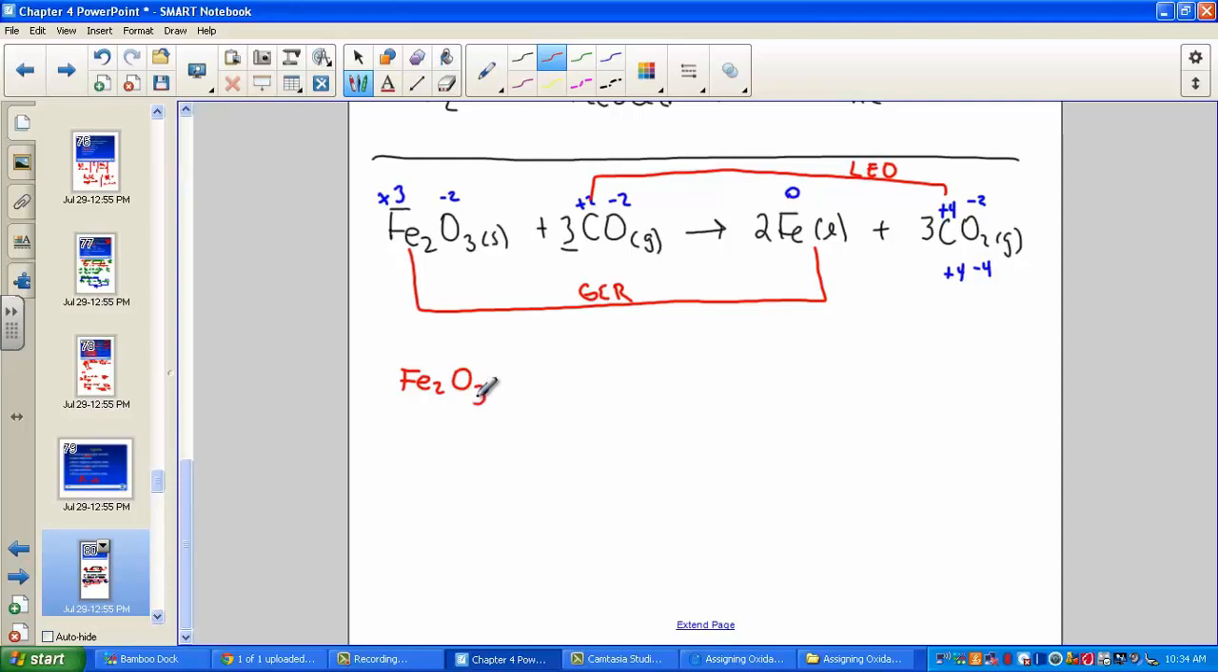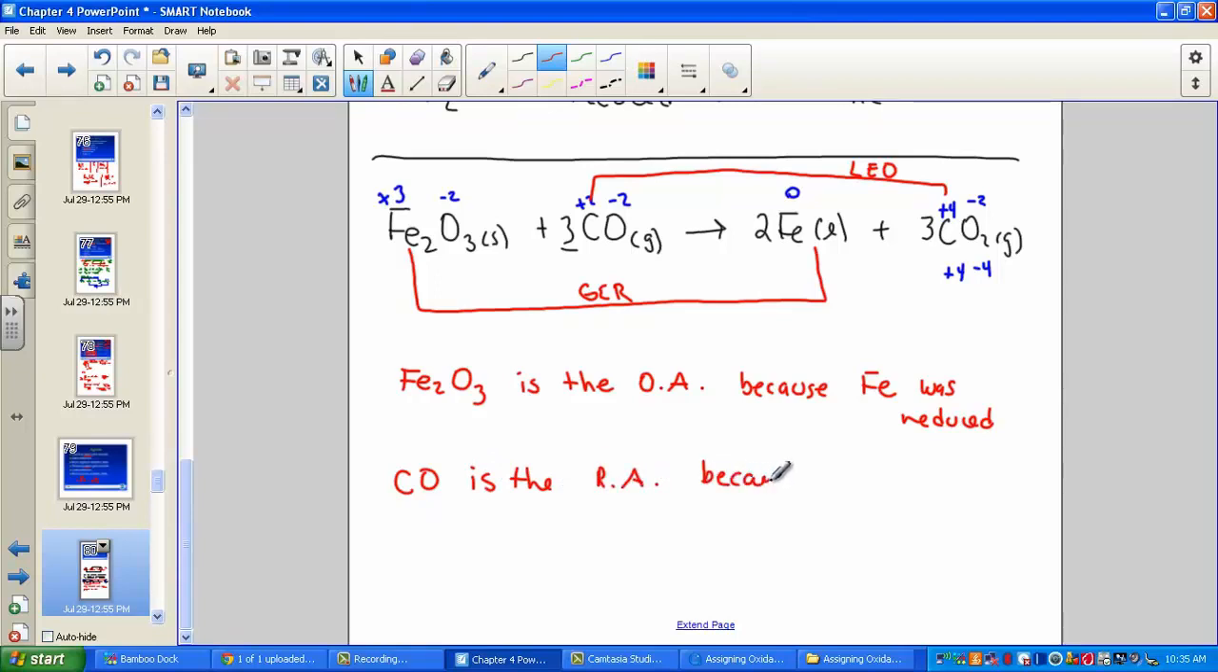The reactant Fe2O3 is the oxidizing agent because iron was reduced. And I'll just use that symbol. The second reactant, gaseous CO, is the reducing agent because carbon was oxidized.